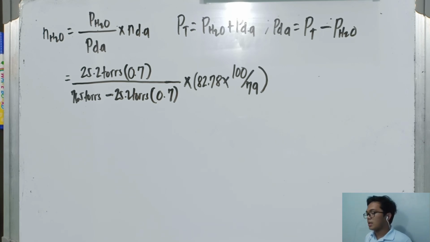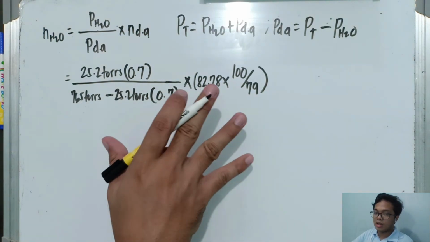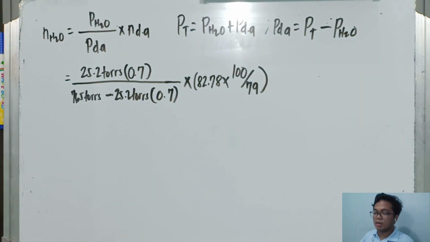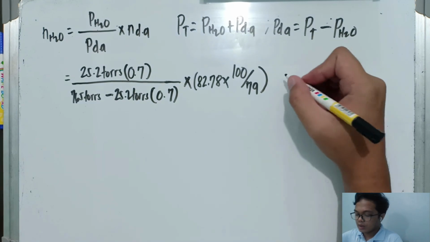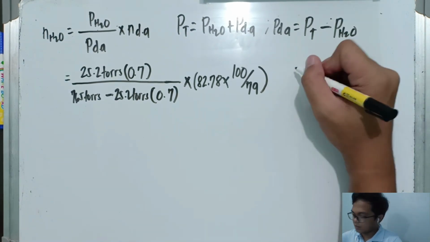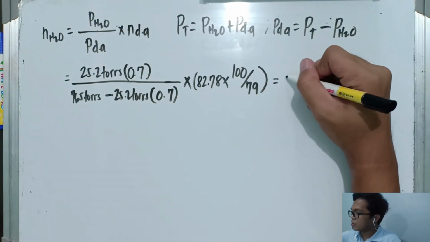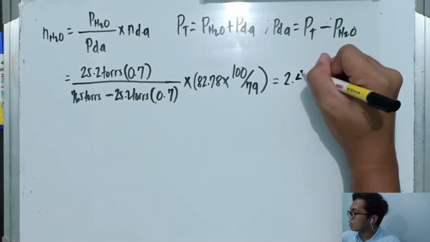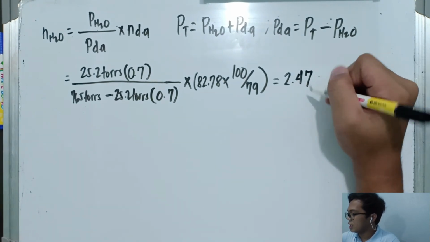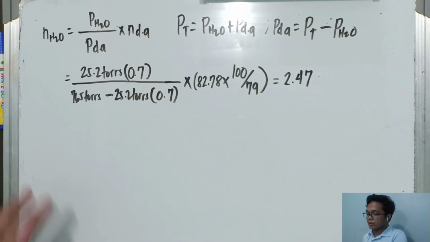But in any case, we're already going to be able to get our number of moles of H2O. So in this case, the number of moles of H2O is 2.47 kilomoles. Again, if you're using a different PS, this is going to change a bit, especially if you plug in the formula.